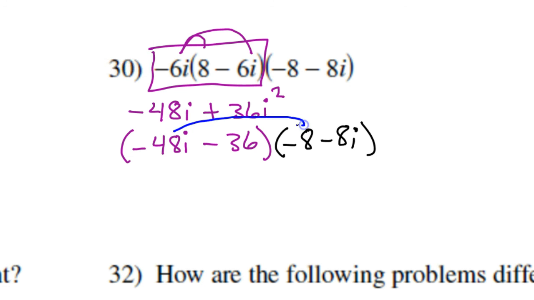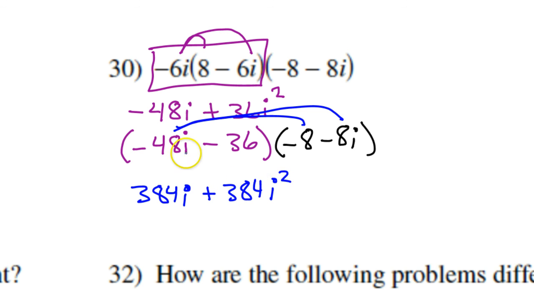So I'm going to take my negative 48i and distribute. Negative times negative is a positive. 48 times 8 is 384, so that's giving me 384i. Again, I have another 8 happening, so that's going to be another 384. But this time it'll be positive 384i squared, because I have i times i now. So there's that.